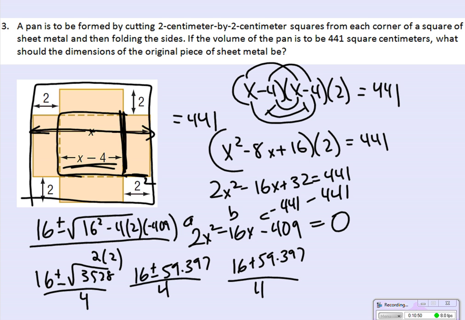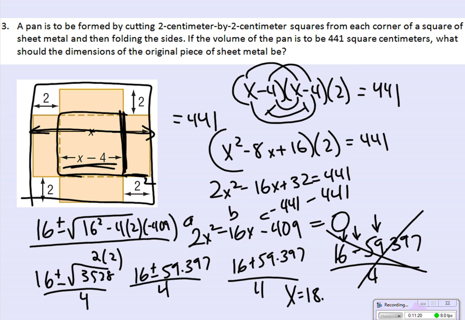Now use a little logic here. If I do 16 minus 59.397, that's what the math says to do, but is that what logic says to do? If I take 16 minus 59, I'm going to get a negative number. Take that divided by 4, it's still going to be a negative number. There's absolutely no way my length can be a negative number. So this one, don't do that. Take your positive answer, and x is going to be equal to 18.85. So that is how big this original piece of sheet metal should be. It should be a square that is 18.85 times 18.85.